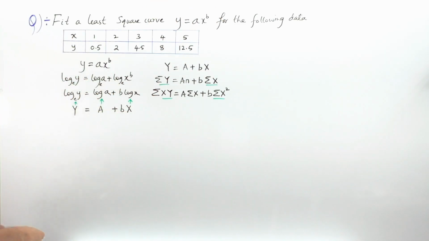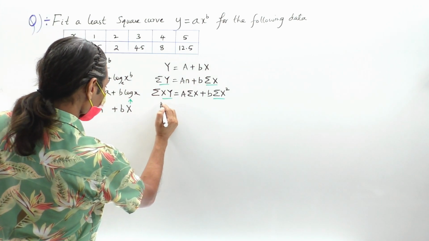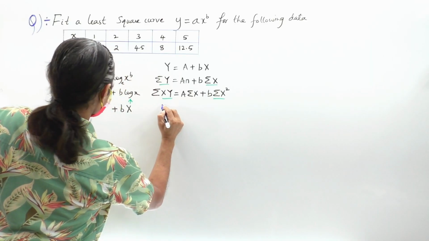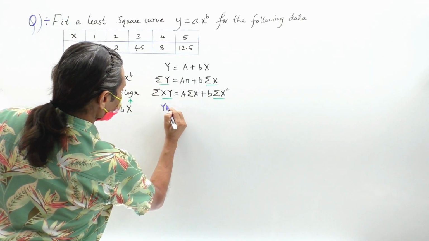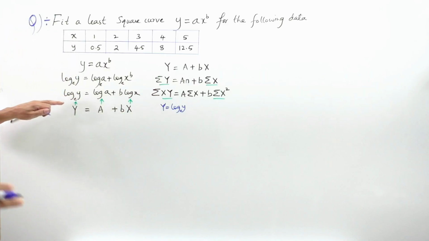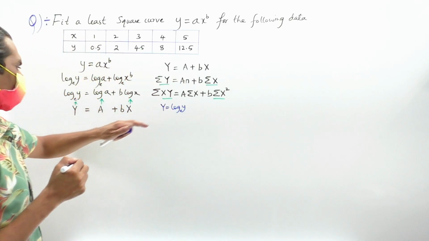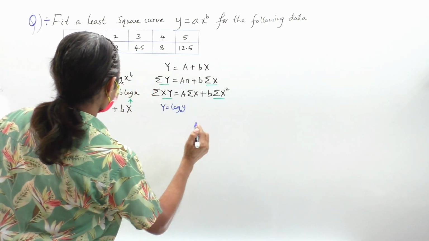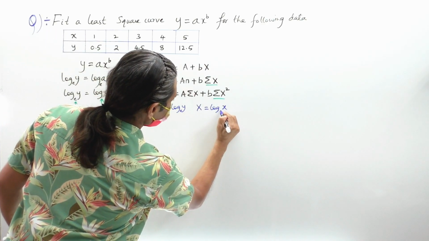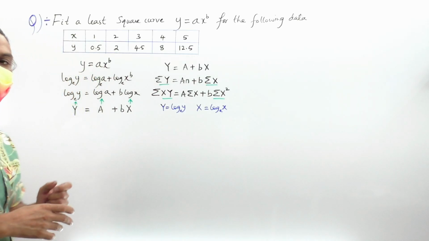Now, you know already, I write here better, we have capital Y equal to log of small y to the base e, or ln. So in the calculator we take it as ln. So we will see it while calculating: capital Y is equal to log y, and capital X is equal to log of small x to the base e. That is all. So we need to put this in the calculator and get the results.